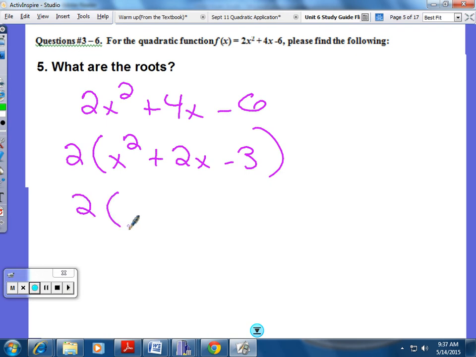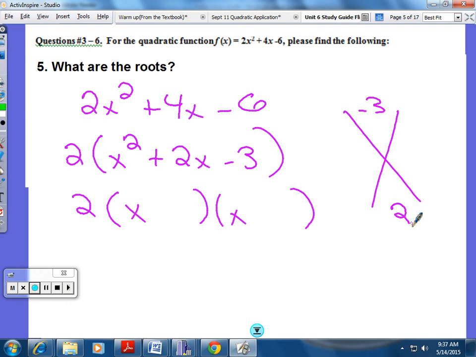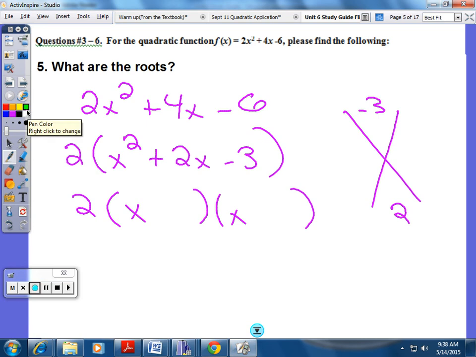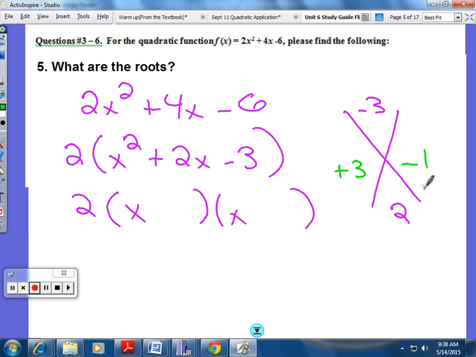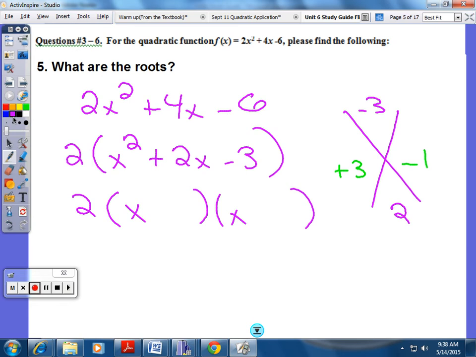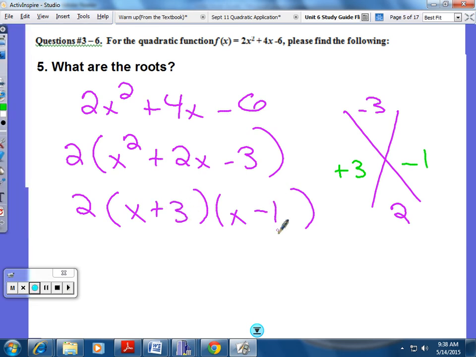Then you factor what's on the inside. We're looking for two numbers that multiply to equal -3 and add to equal +2. That's what we use our big X for. Let's see if that works. 3 minus 1 is +2, and 3 times -1 is -3. So that satisfies both my conditions. So that's what I put here: a +3 and a -1.